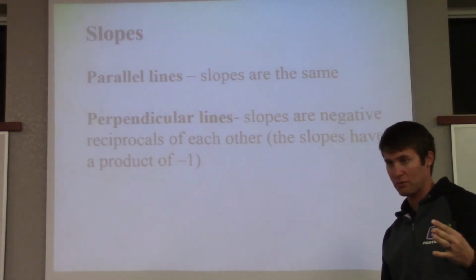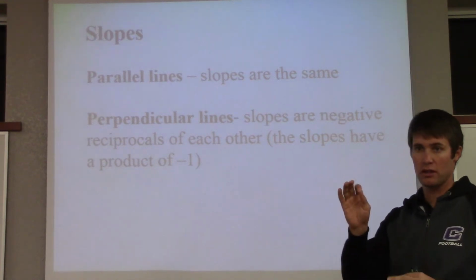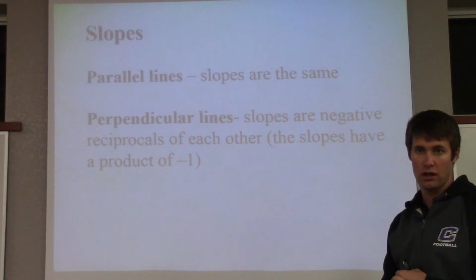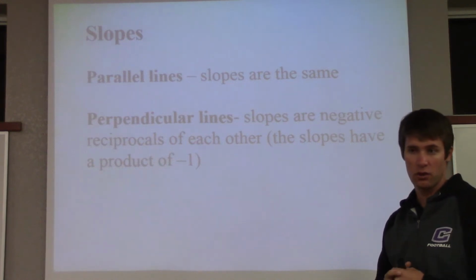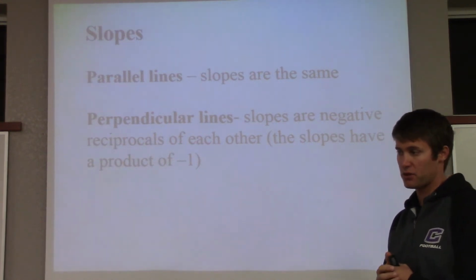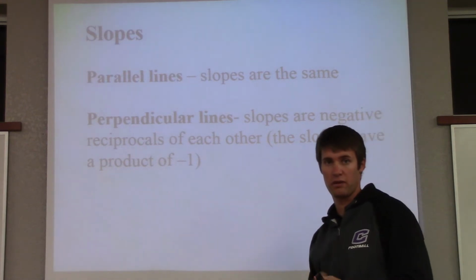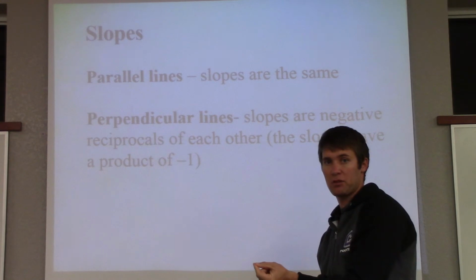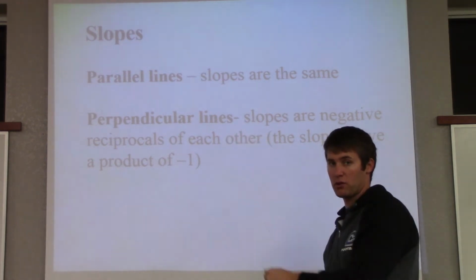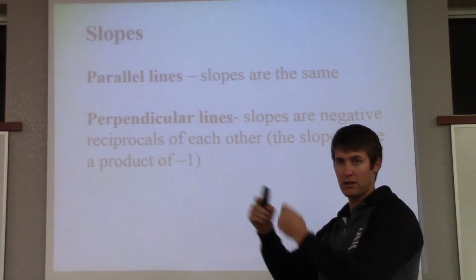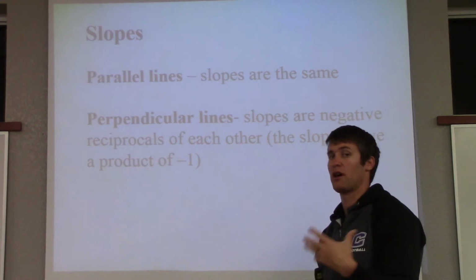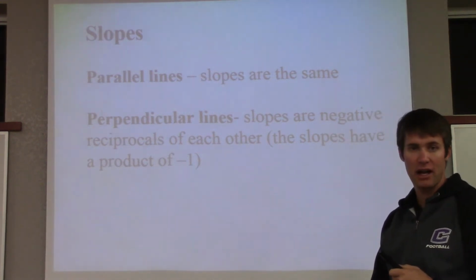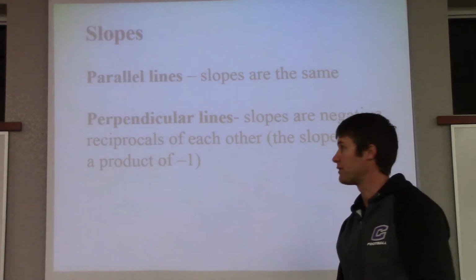The opposite reciprocal of 2 would be 1 over negative 2, or negative 1 over 2. The opposite reciprocal of 5 would be negative 1 over 5. So we're flipping it. If we had a slope of 2/3, the opposite reciprocal would be negative 3 over 2. We flip numerator and denominator and switch the sign. The opposite reciprocal of, let's say, negative 5/2 would be positive 2/5.